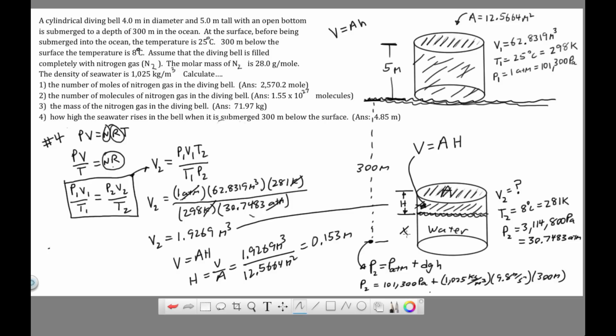So the question that we're looking for is how high does the seawater rise in the bell when it's submerged to this point? So we're basically looking for X. X is going to be 5 meters. 5 meters is the full height of the diving bell. We take the 5 meters and subtract away H, and X comes out to be 4.85 meters. So it's 5 meters minus the 0.15. The water level inside the diving bell comes up almost all the way to the top, 4.85 meters.